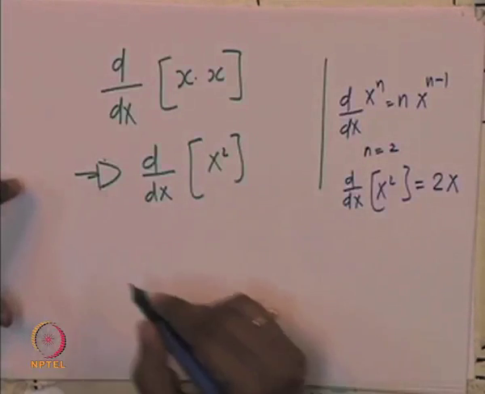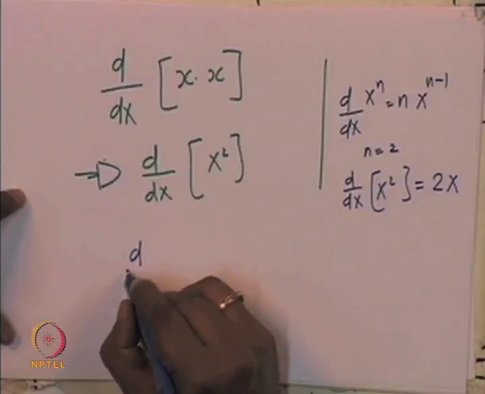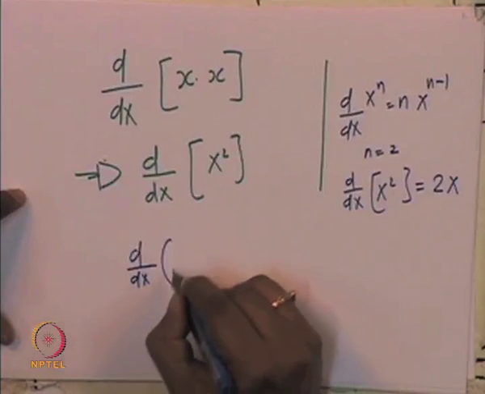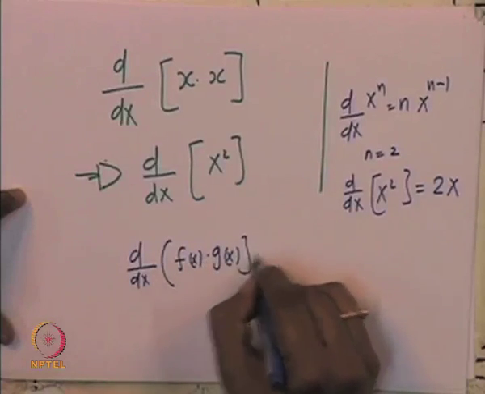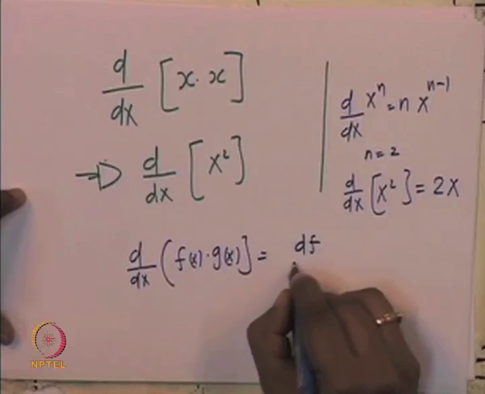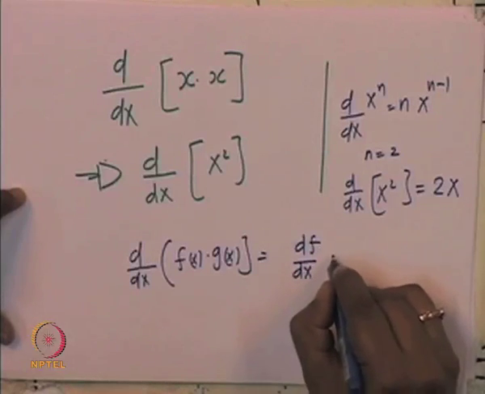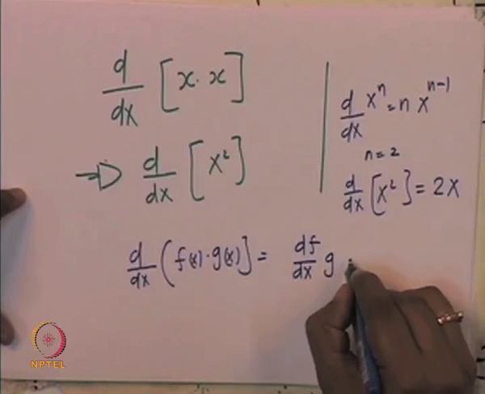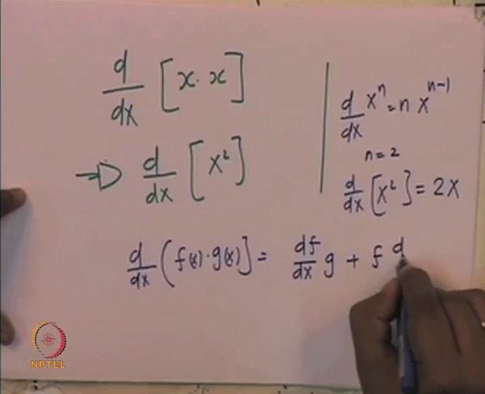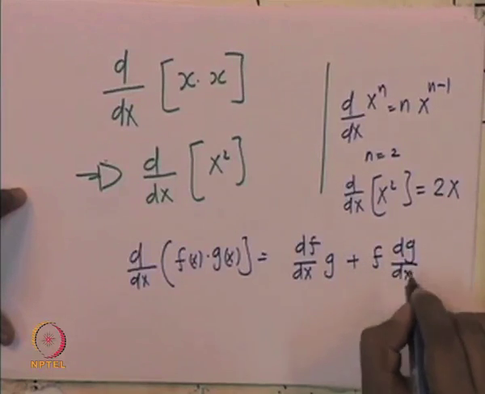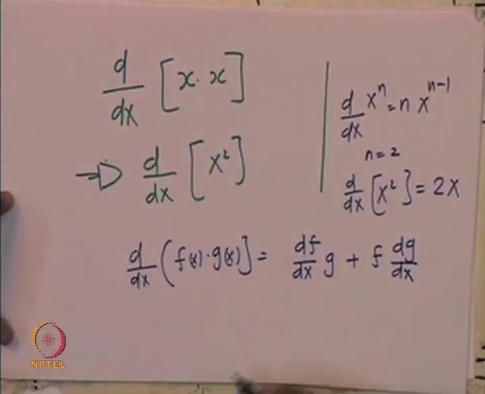The rule we learned is d by dx of f of x times g of x is df by dx into g of x plus f into dg by dx. So, this is what we learned.